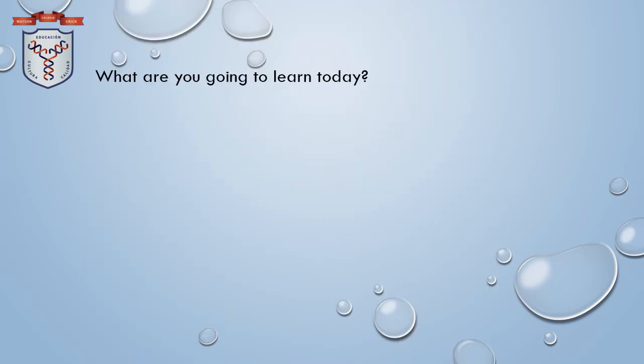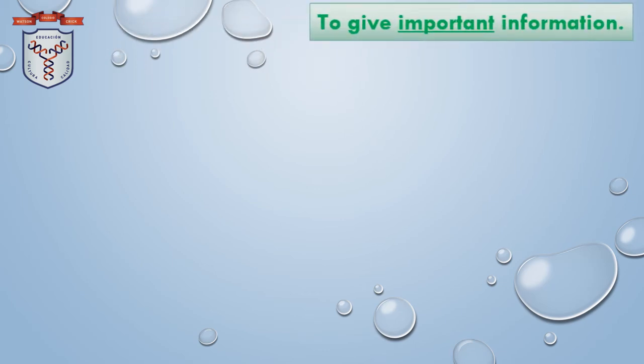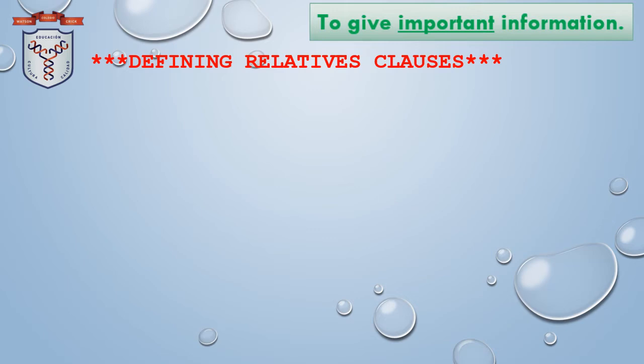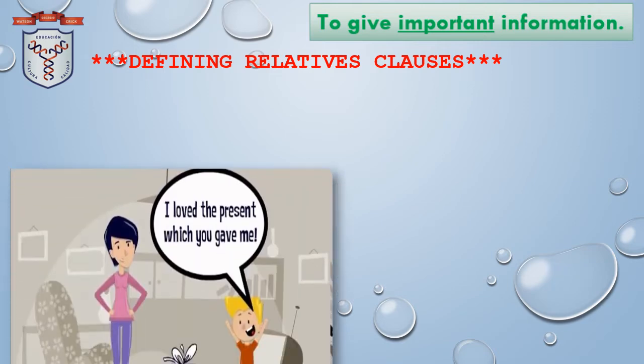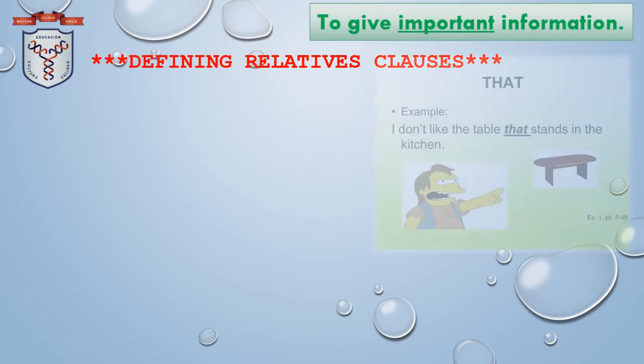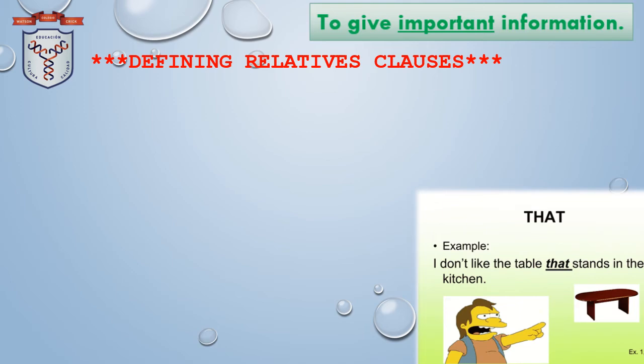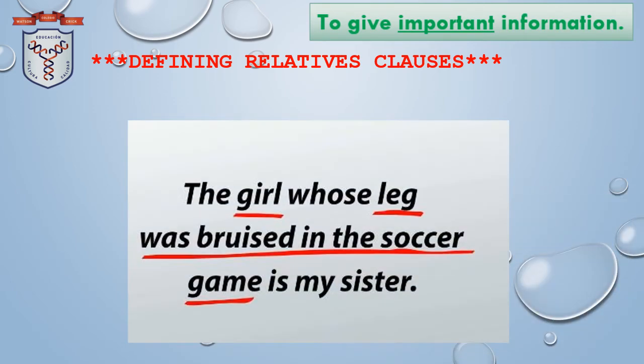What are you going to learn today? What are you going to be able to do at the end of this class? To give important information through the relative clauses. Examples of defining relative clauses are: I love the present which you gave me. I don't like the table that stands in the kitchen. The girl whose leg was bruised in the soccer game is my sister.